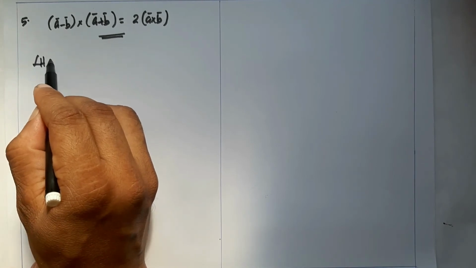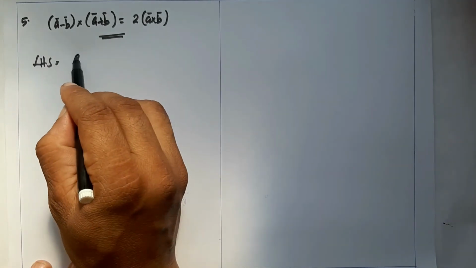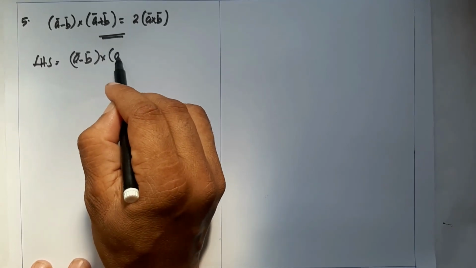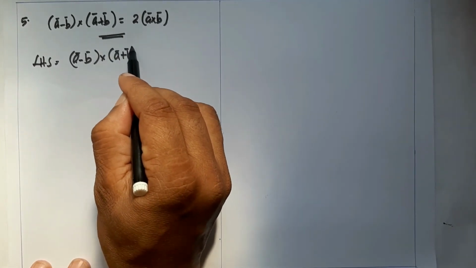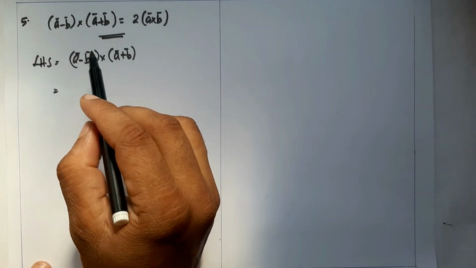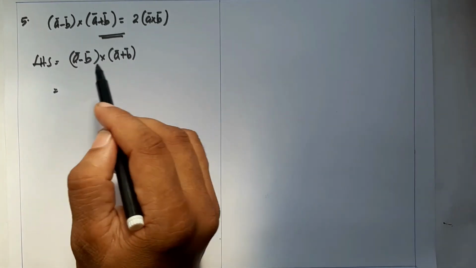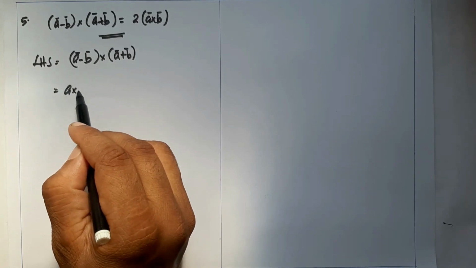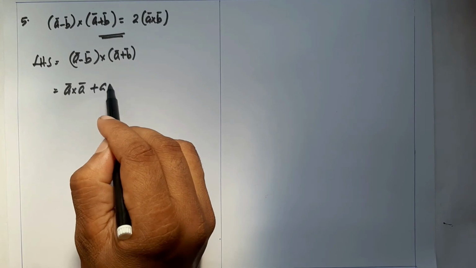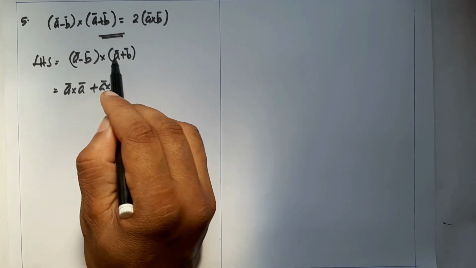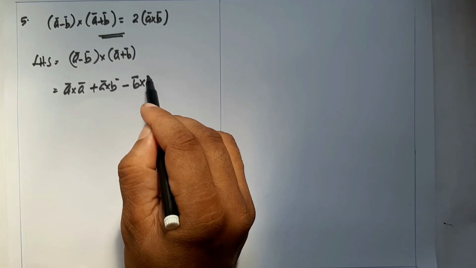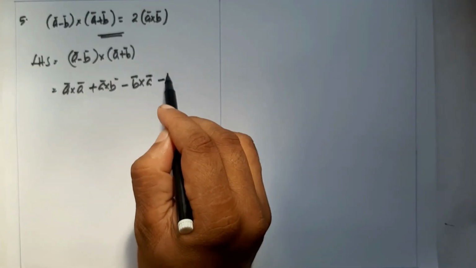First you take LHS. (a minus b) cross (a plus b) is equal to, multiplying term by term with cross, a cross a, then plus a cross b, minus b cross a, and last minus b cross b.